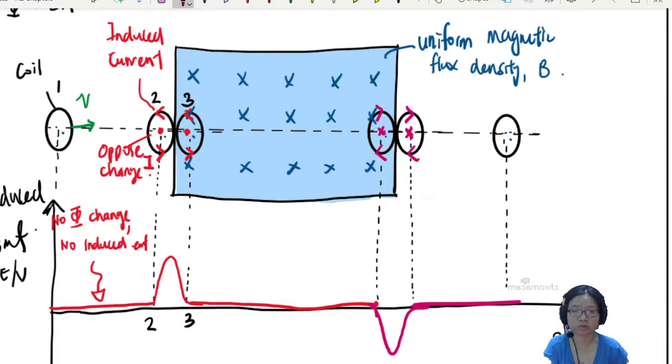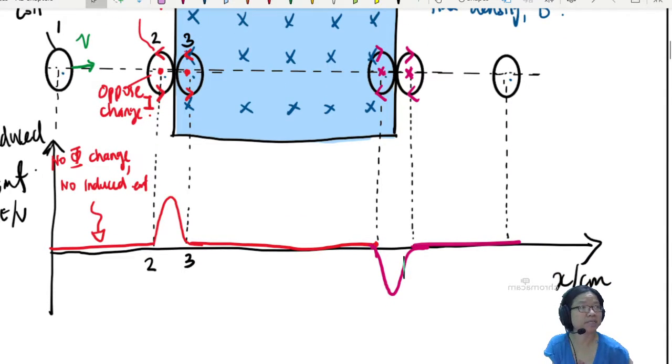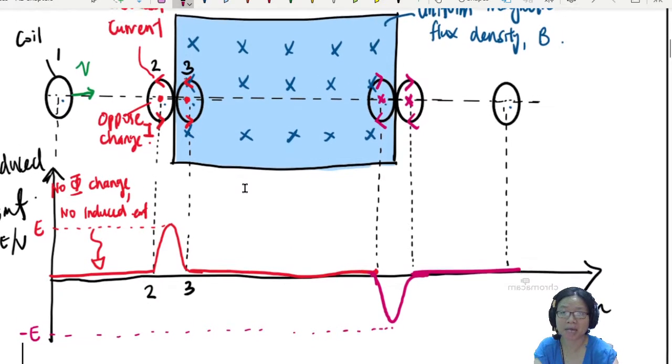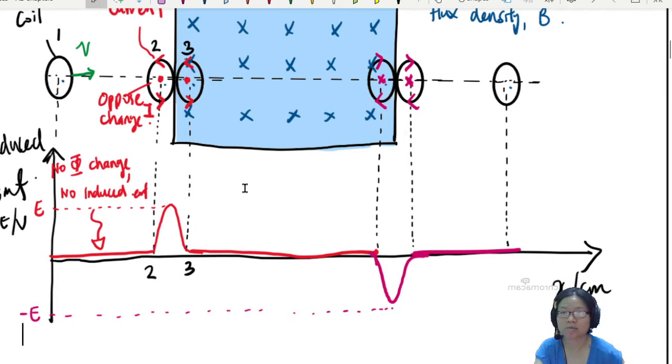So you will get 2 induced EMFs, and if you plot it right, the value of the induced EMF would be the same. Let's say this value here is E. Then this value down here will be of the same magnitude, negative E. But there are a few conditions. So let us try to write down first what is happening at different portions of the graph, in case we forget.